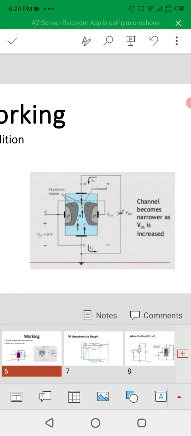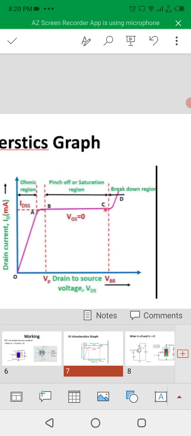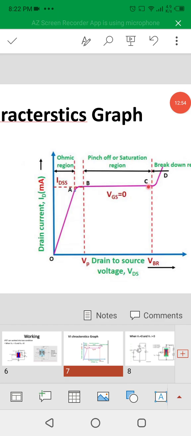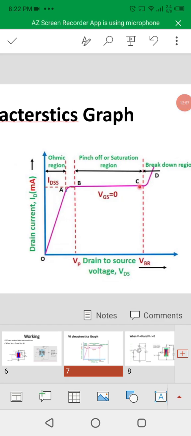Let's see the graph. The graph is the VI characteristics graph. This side is the ohmic region. Why do we call this the ohmic region? Because in the ohmic region, the voltage of drain source continuously changes, and the change in drain source voltage gives a proportional change in drain current. When the drain to source potential changes, the drain current also changes.